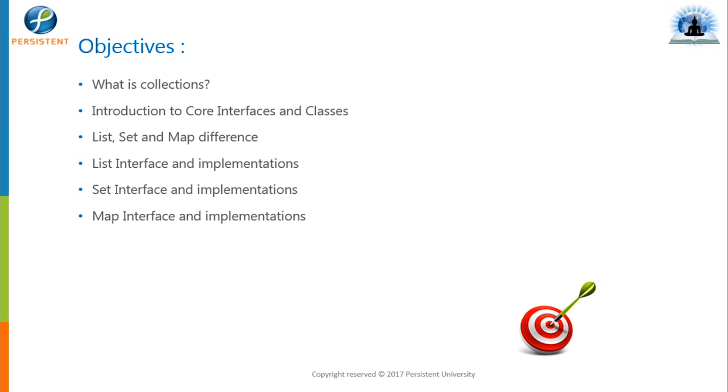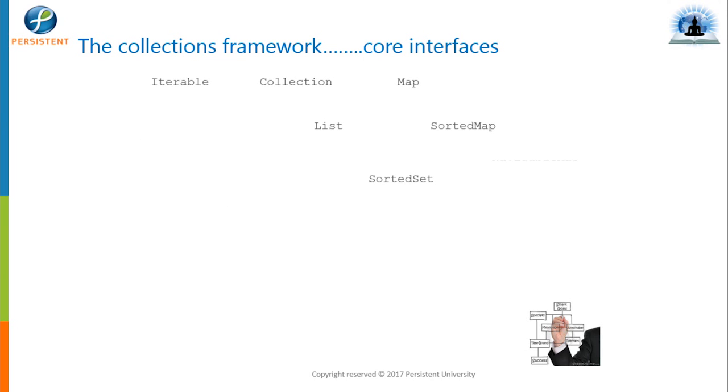List, set and map are part of the collection interfaces. So we'll talk about list, set and map. These are the core interfaces. Once we understand the difference between list, set and map, we'll implement at least one class from list, set and map. We'll see a demo for list, set and map directly. Okay, so let's understand what is collection first.